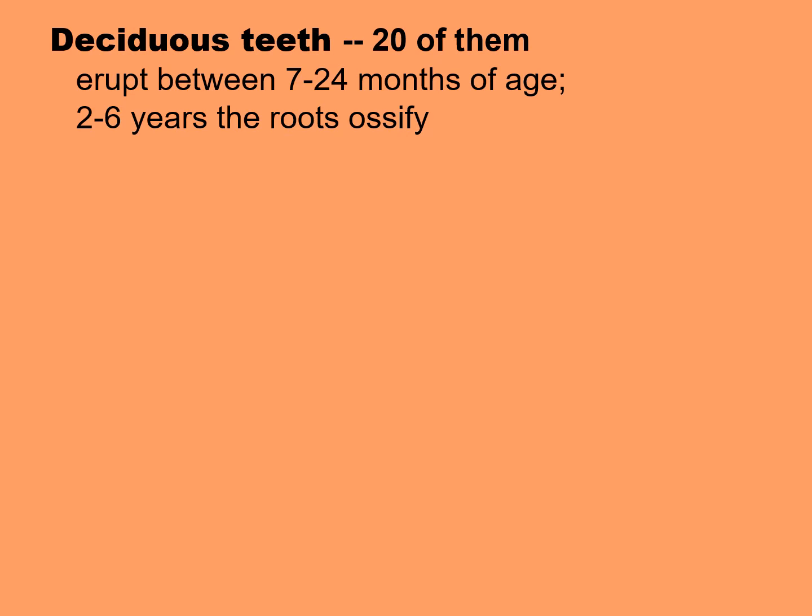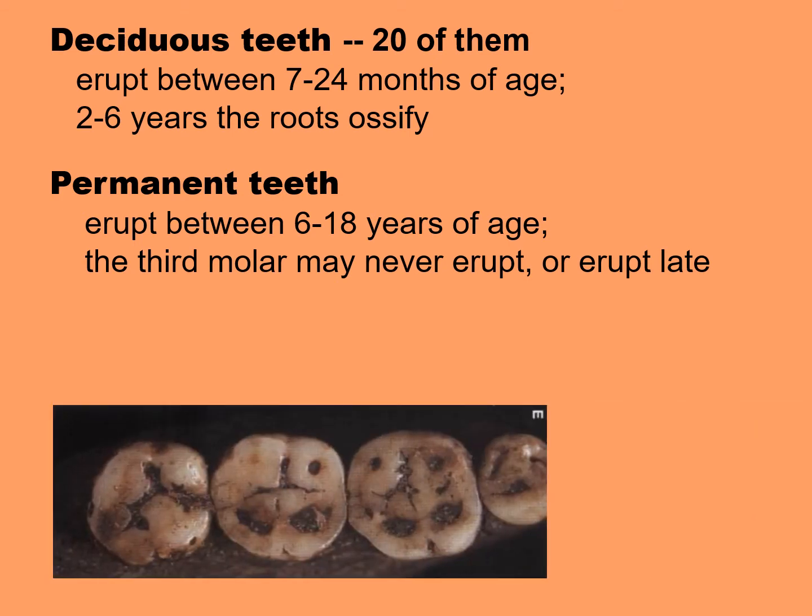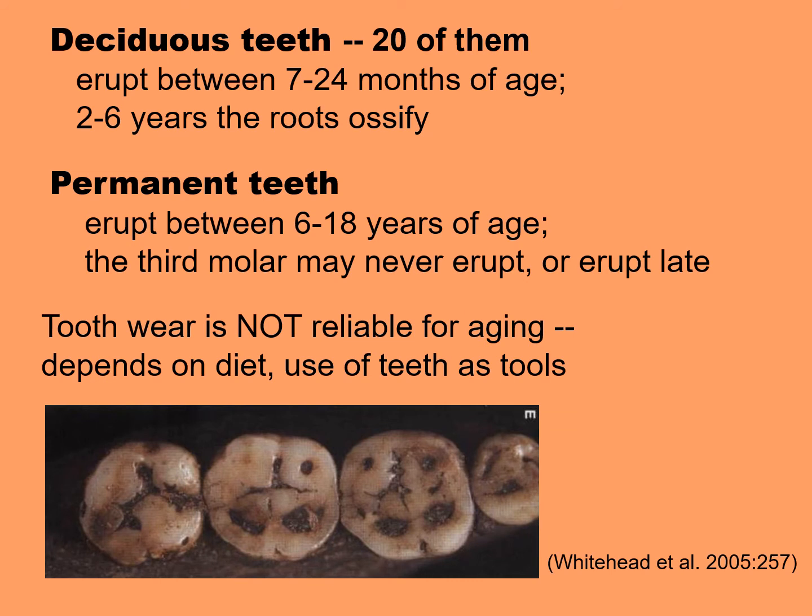And between 2 to 6 years old, the roots ossify. That is, they become hard. The permanent teeth erupt between 6 and 18 years of age. However, the third molar may never erupt, or it may erupt late. Tooth wear is not reliable for aging. Tooth wear depends on your diet. If you eat a lot of sand, your teeth will be worn. You're not deliberately eating sand, but let's say that you're grinding food on sandstone. You get sand in your teeth and it will wear down your teeth. And also if you use your teeth as tools, it can wear them down.